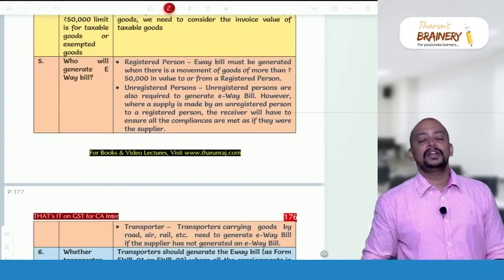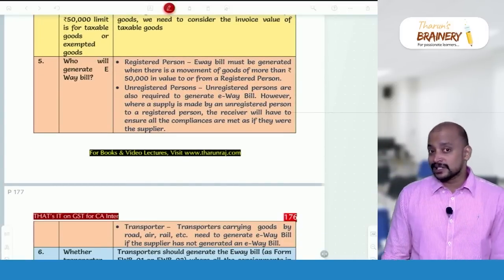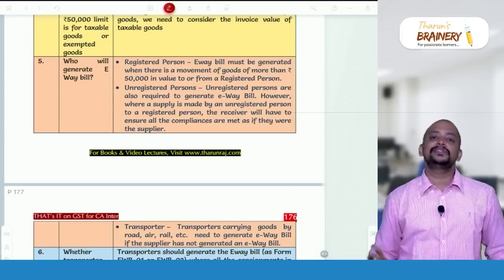Who will generate e-way bill? The registered person who is causing movement of goods. So suppose the supplier is unregistered and the recipient is registered, the recipient will generate the e-way bill. What if both are unregistered? The transporter will generate the e-way bill.